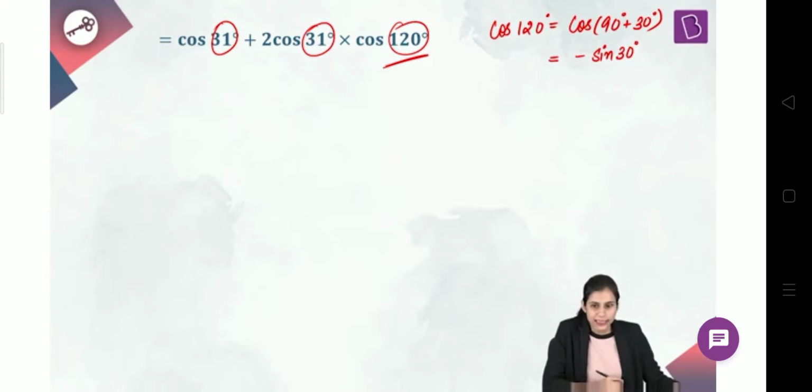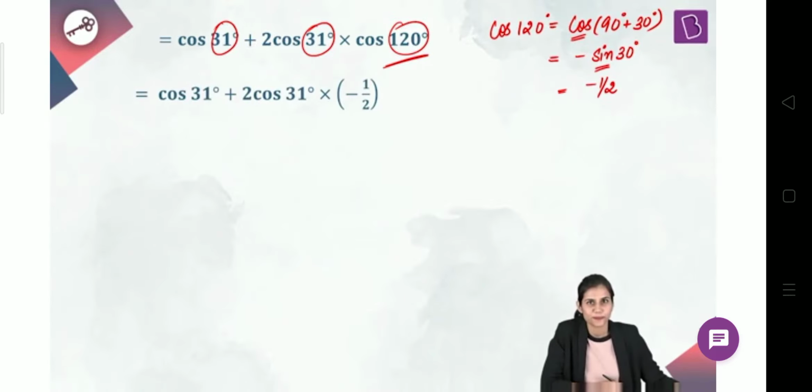Why minus sin theta? Well, the co-function of cos is sine. Okay, and 90 plus theta lies in the second quadrant. That's why minus sine. Why? Because cos is negative in the second quadrant. Okay, sin 30 is 1 by 2. So minus sin 30 gives you minus 1 by 2.